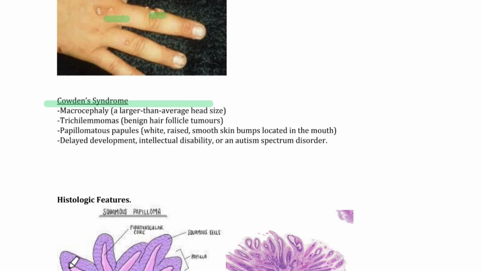Then there's one more important thing which is known as Cowden Syndrome, where you can see such papillomas along with microcephaly, trichilemmomas, that is benign hair follicle tumors. Then there's delayed development, intellectual disability, or an autism spectrum disorder.